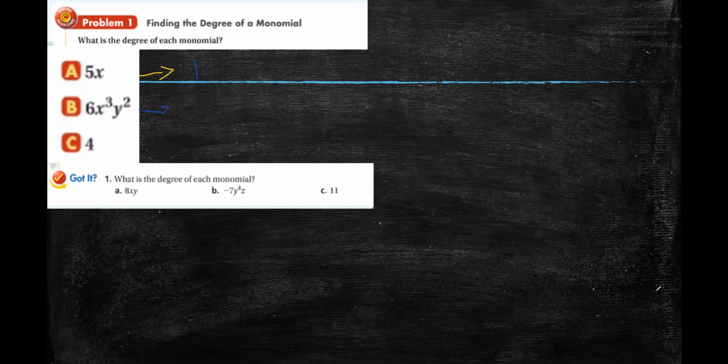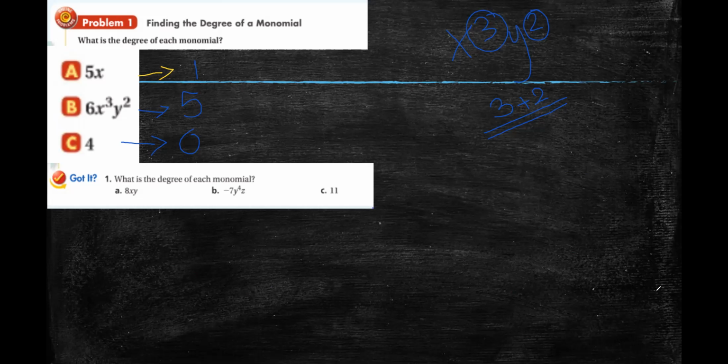Look at the second one. What are the variables? We have x cubed and y squared. What is the power of x? 3. And the power of y? 2. Because of that, the degree of the monomial is 5. Look at number 4. What is the degree of a constant, of a real number? 0.